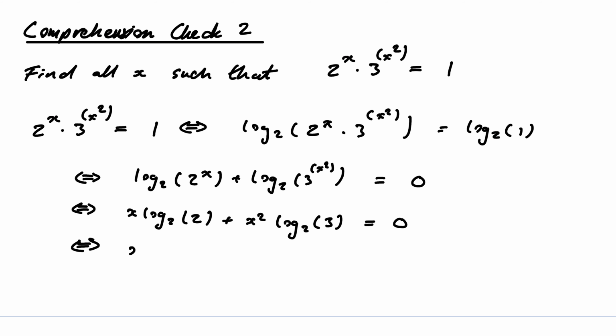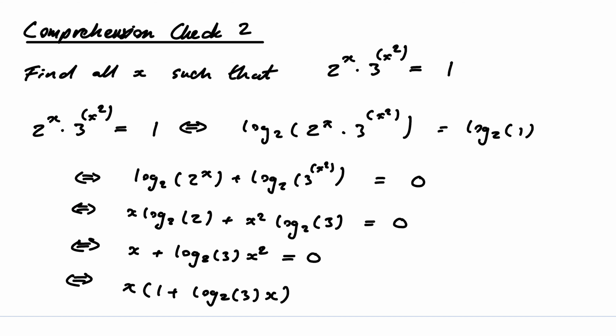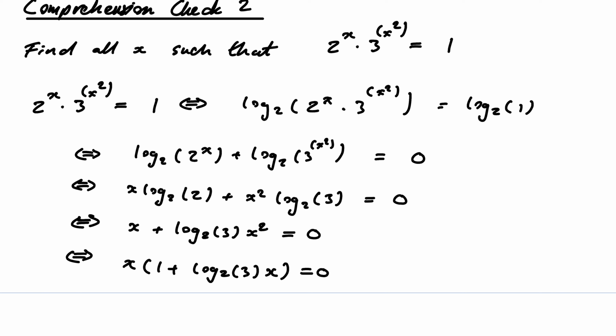And this is going to be equal to x, just x on its own, plus, well, log to the base 2 of 3, x squared. I can't really simplify log to the base 2 of 3 as far as I can tell. Equals 0. So now what am I going to do? Well, thankfully I can factor out an x from the left-hand side. So this is x times (1 plus log to the base 2 of 3 times x) is equal to 0. So now I'm going to use the zero product property.